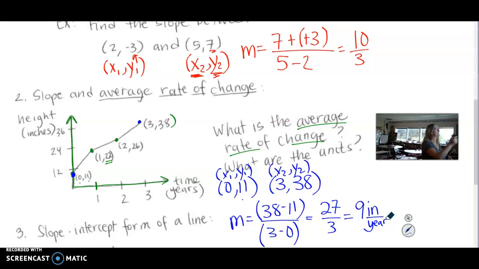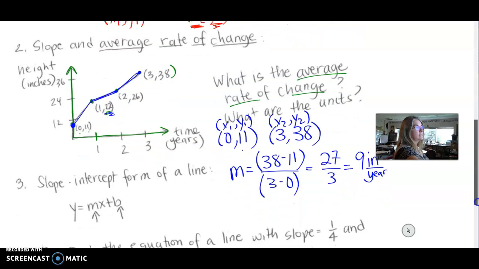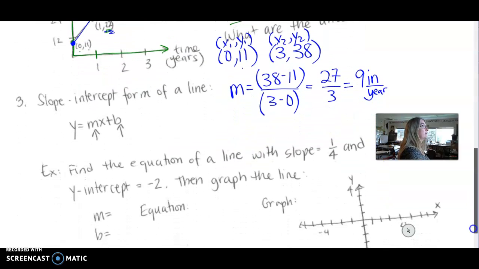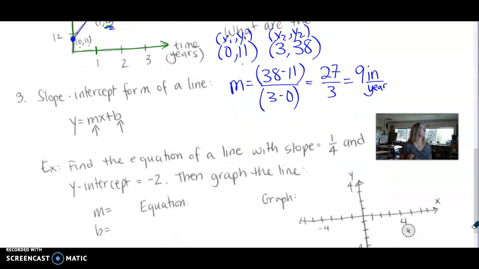But if you look at this, that's not how fast they're growing every single year. From year 0 to year 1, there's an 11-inch difference, which is greater than that average. But then it slows down and then picks up again a little bit. So on average, though, 9 inches per year. But every year, you're not going to grow the same amount. It's going to depend on a whole bunch of factors, in fact. But that's how you find an average rate of growth.